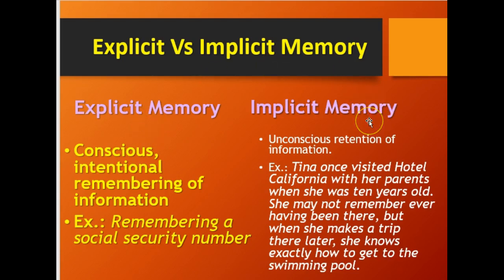Implicit memory is a type of non-declarative memory where it's unconscious retention of information. You don't have to put forth the effort to remember the information. Example, Tina once visited a hotel in California with her parents when she was 10 years old. She may not remember ever having been there, but when she makes a trip there later, she knows exactly how to get to the swimming pool. Well, with this type of memory, she didn't try to remember it, but once she got there, she remembered her environment.